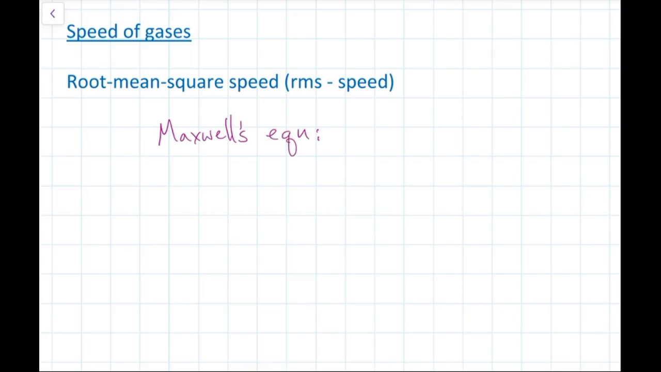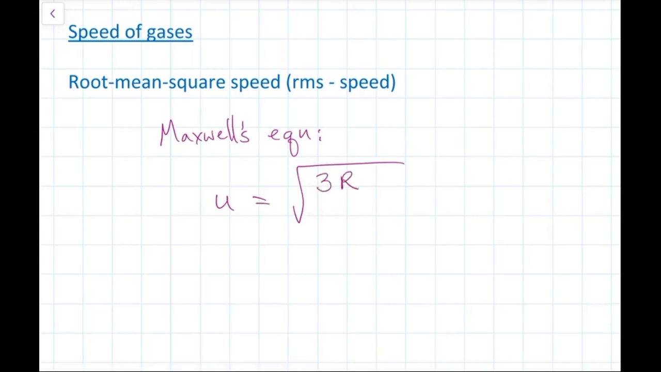Maxwell's equation looks like this. U equals the square root of 3 times R times T over molar mass, which we're going to use big M for. You'll see it symbolized different ways, but I think that's the least confusing way to do it. So in this equation, U is the RMS speed, and it's going to be measured in meters per second. We already said that this is molar mass.